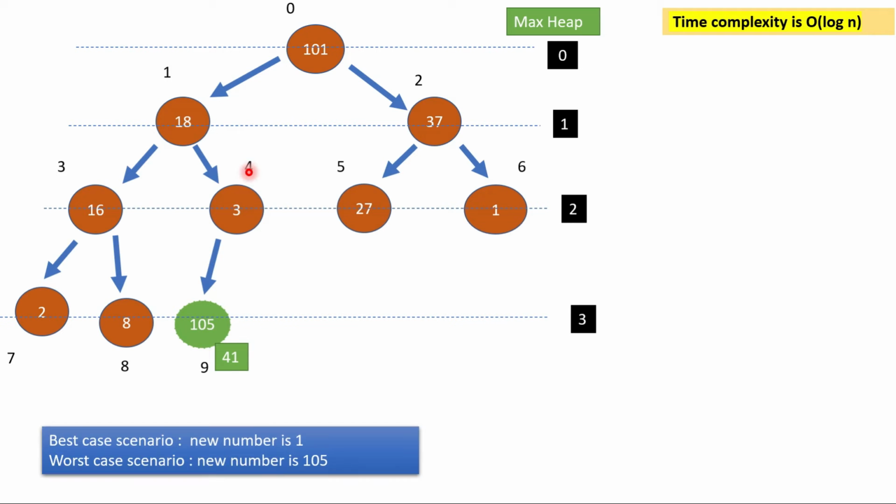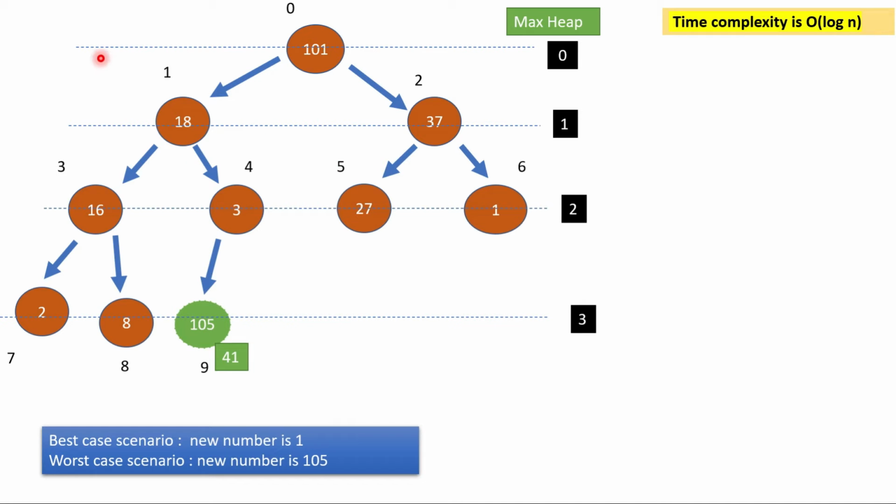Now we have to see one thing. As I discussed, the best case scenario is when the new number is 1, which is less than 3, then nothing has to move. The worst case scenario is when the new number is 105, which is greater than the root node, then we have to traverse all the levels. For time complexity analysis, we consider the worst case scenario, meaning what time it requires in the worst case. Here we saw just 3 levels we have to go up. I just told you the log of 9 is approximately 3.16. That's why it has to go 3 levels up.